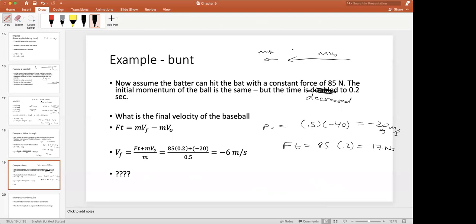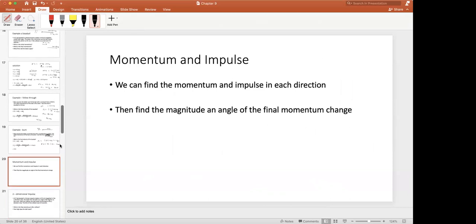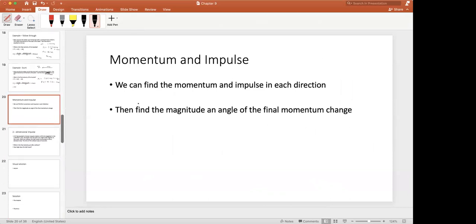Another thing, much like when we do free body diagrams, when we talk about the momentum and impulse, we don't care about what caused the impulse. We only care about the change in momentum to the object that the impulse acted upon. I'm going to talk in a minute about how we can find the momentum and the impulse in each direction and then add them.